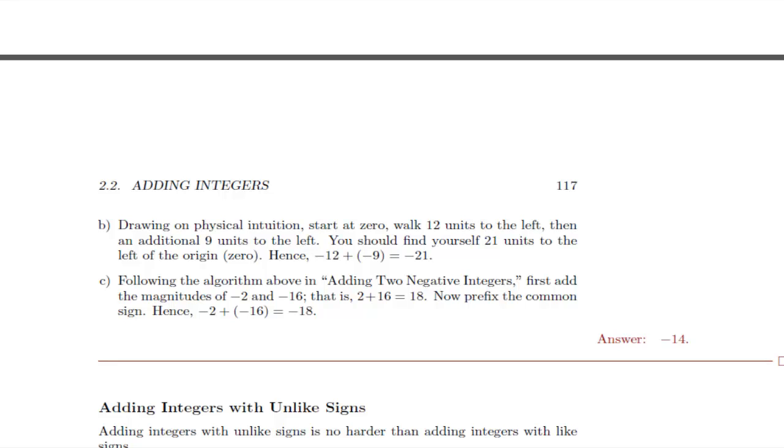C. Following the algorithm above for adding 2 negative integers, first add the magnitudes of -2 and -16. That is, 2 plus 16 equals 18. Now prefix the common sign. Hence, -2 plus -16 equals -18.